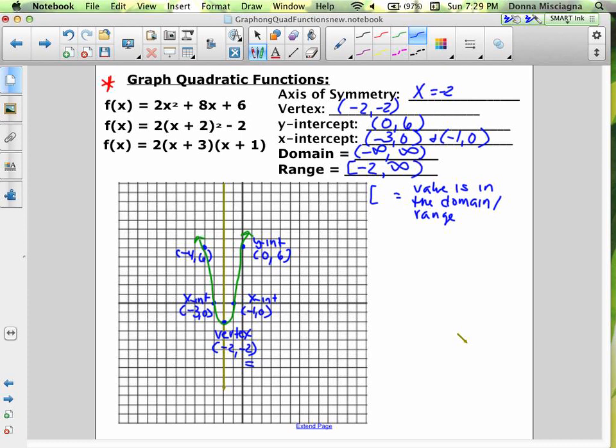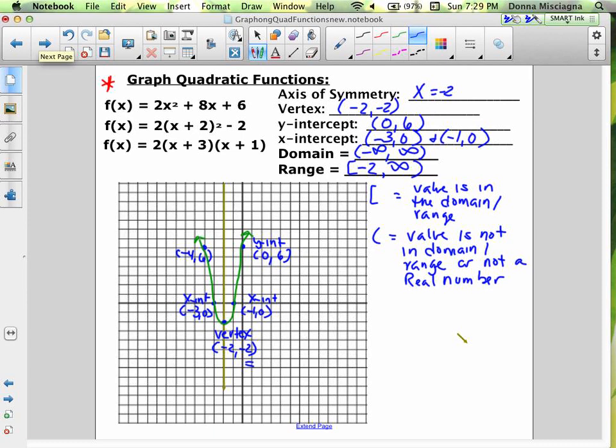And now I use a parenthesis, because parentheses means that the value is not in the domain or range, or it's not a value at all, or not a real number. So infinity is not a real number. It just means increasing or decreasing without bounds, depending on which way you're going. All right, so we'll notate that correctly.